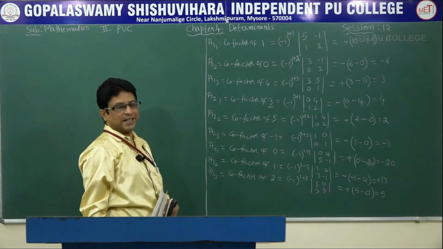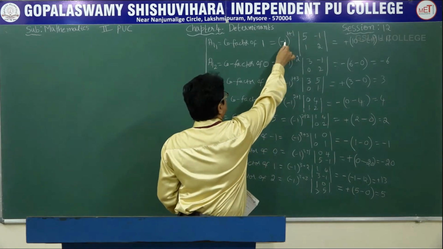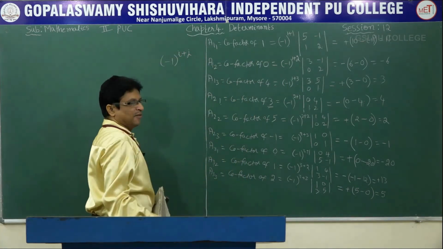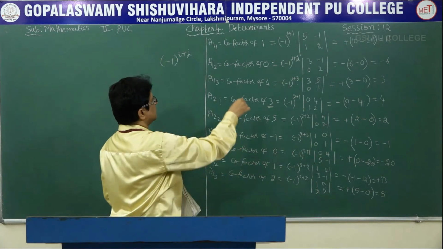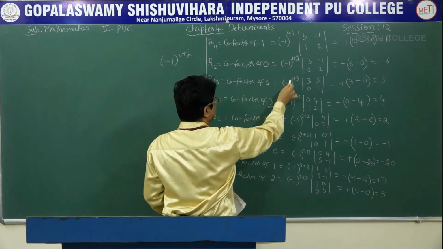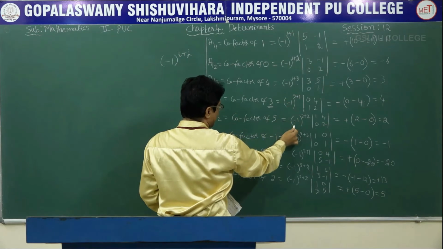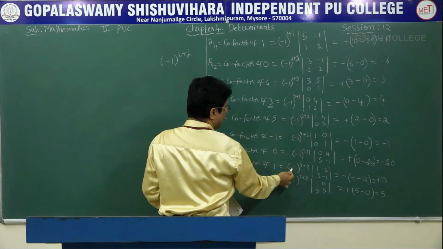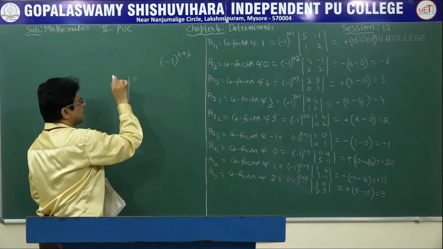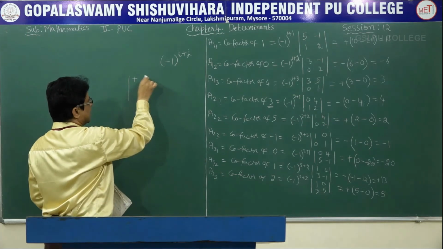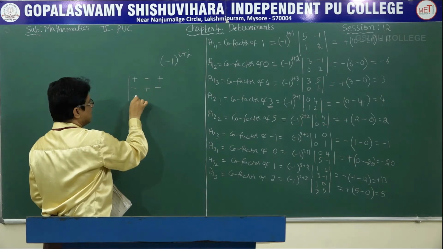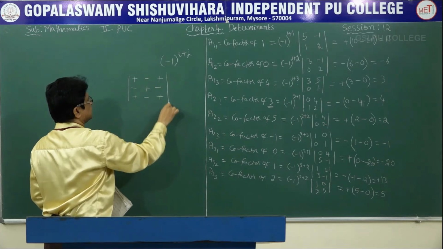While finding the cofactor, instead of multiplying each element by minus 1 to the power of i plus j, we can easily multiply the first element by plus, second minus, next plus, minus, plus, minus, plus, minus, plus. That means if we are taking the first element, we can directly multiply by plus, second element minus, next plus, minus, plus, minus, plus, minus, plus.